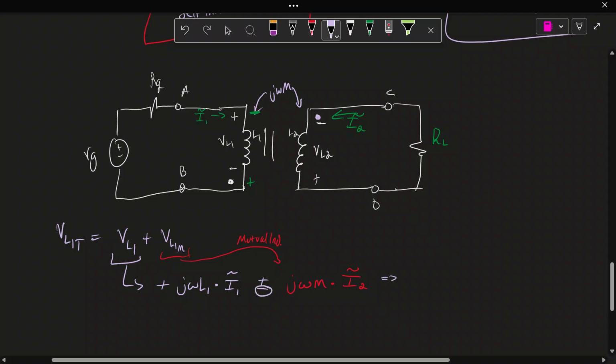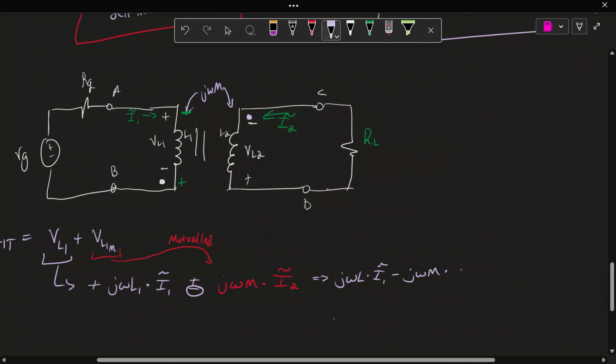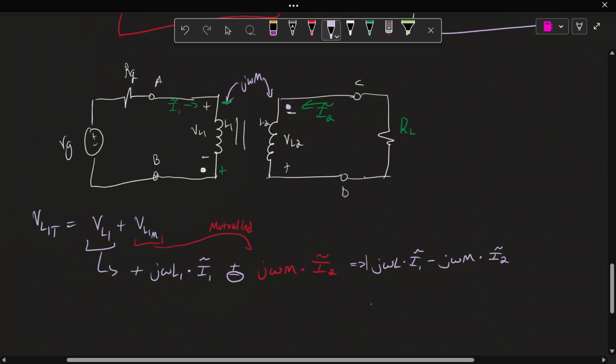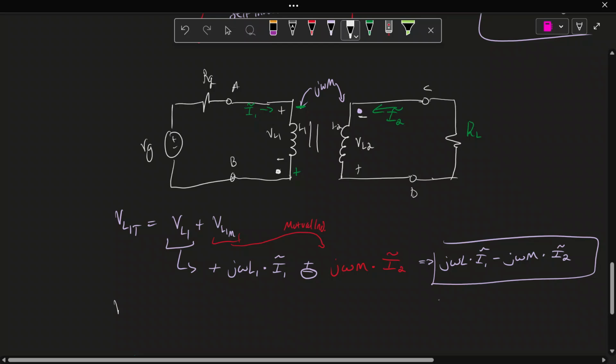Okay, so what is this equal to? j omega L times I1 minus j omega M times I2. This is our total voltage drop across L1. Okay, let's try L2 now. Total voltage drop across L2.